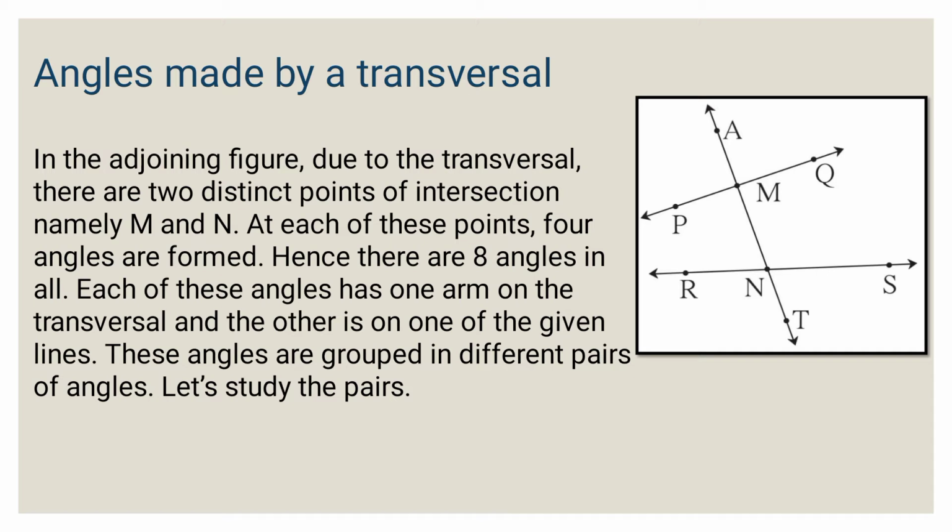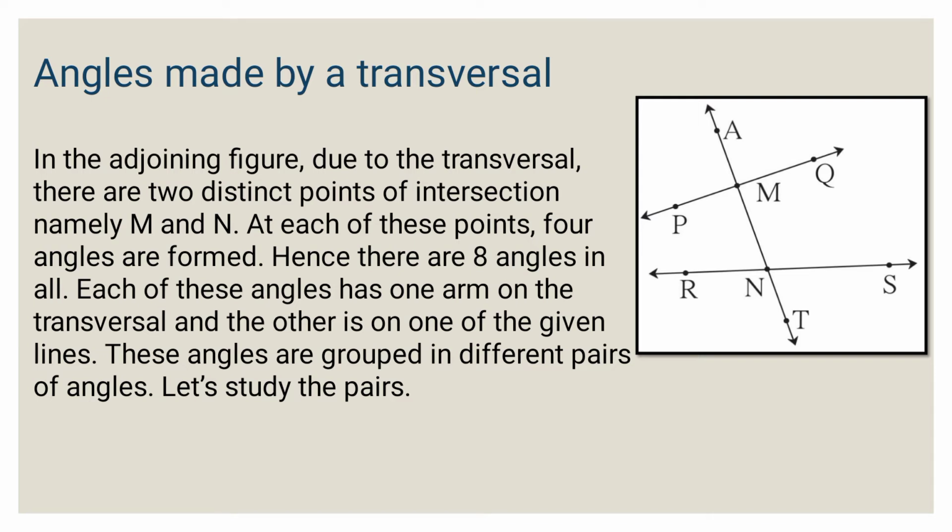Now, the third topic is the angles made by a transversal. In the adjoining figure, due to the transversal, there are two distinct points of intersection, namely M and N. At each of these points, four angles are formed. Hence, there are 8 angles in all. Each of these angles has one arm on the transversal and the other arm on one of the given lines. These angles are grouped in different pairs of angles.